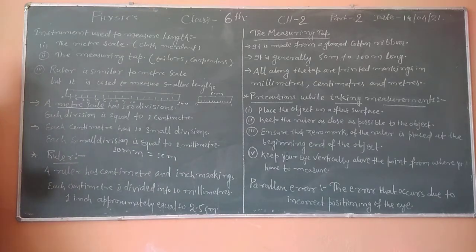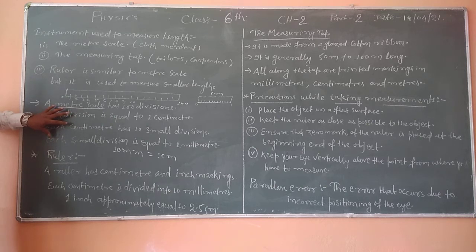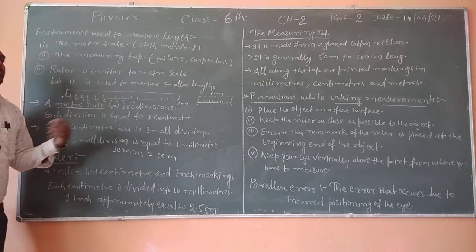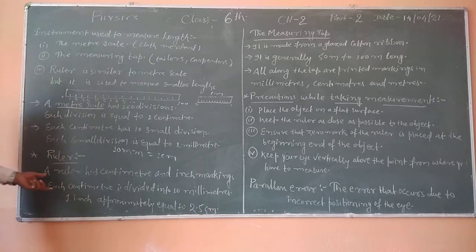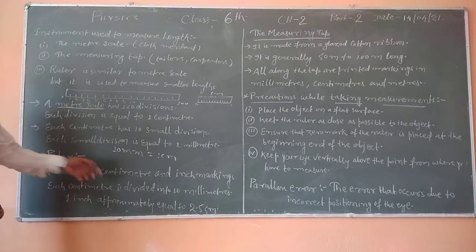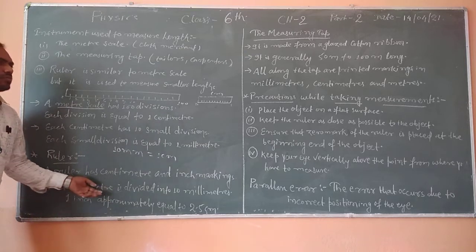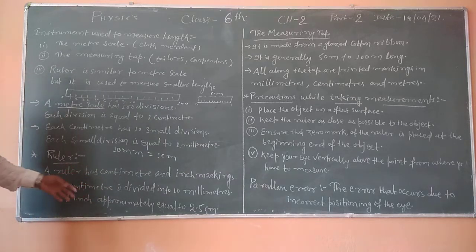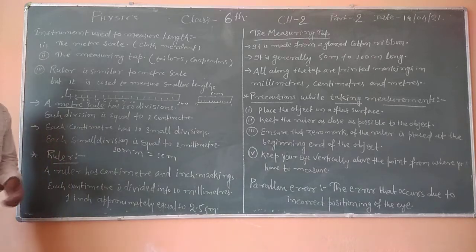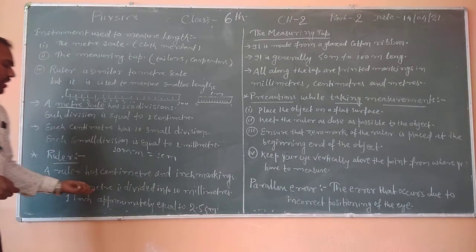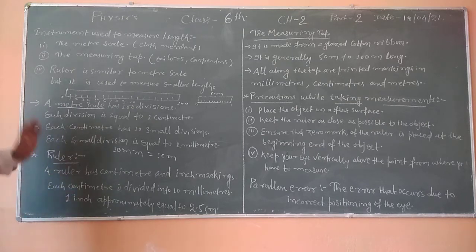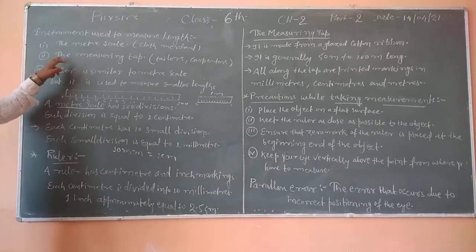So where is the meter scale used? The meter scale is basically used for measuring cloth of 1 to 20 meters approximately. Where is the ruler used? The ruler is used for measuring up to 10 centimeter, 15 centimeter, 20 centimeters. Basically we use it in our classrooms, copies, for sketching, some measurements, drawing geometrical shapes. There we use a ruler.